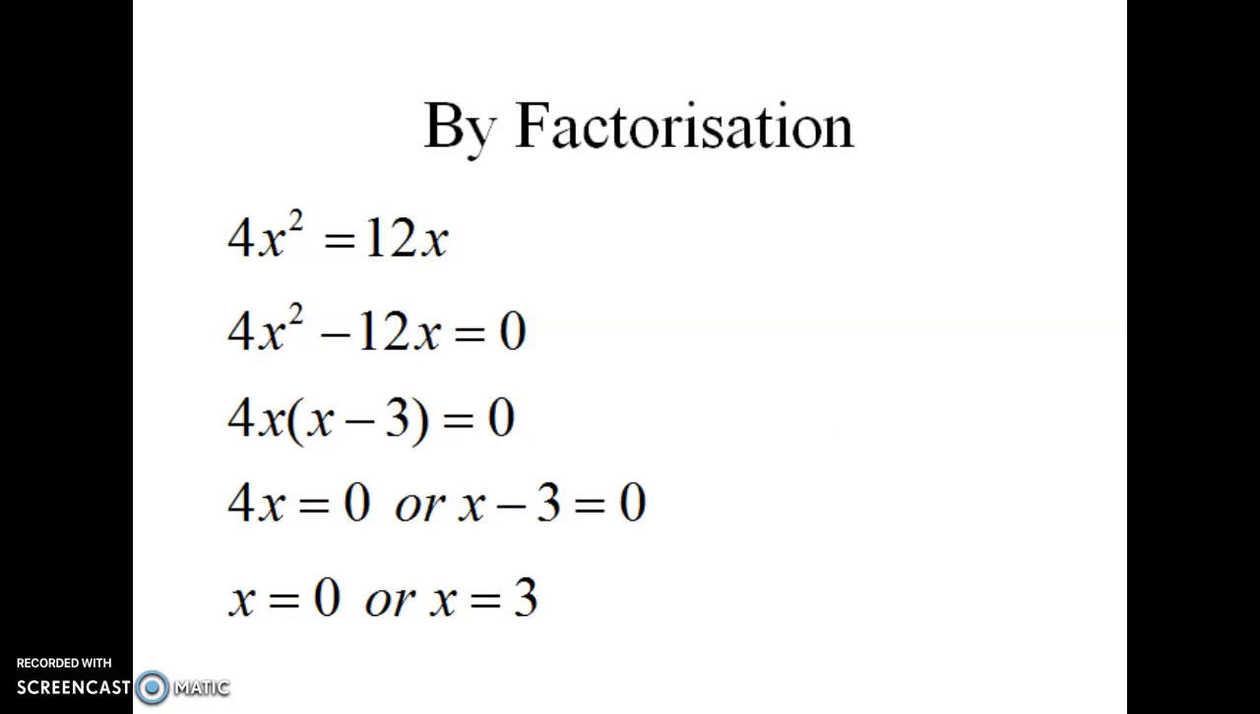As you know, in order to get a 0 here, either one of the two should be 0. So either 4x is equal to 0 or x − 3 is equal to 0, giving us x is equal to 0 or 3. This is the simplest form of factorization. Let's see if we can get another example also of factorization.